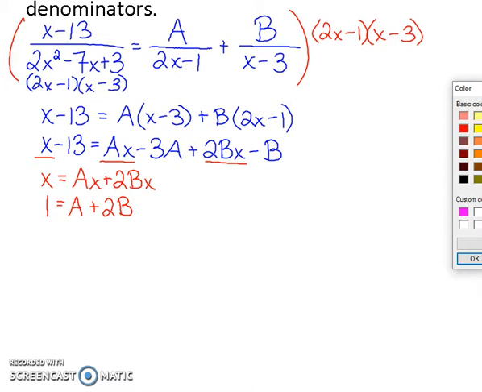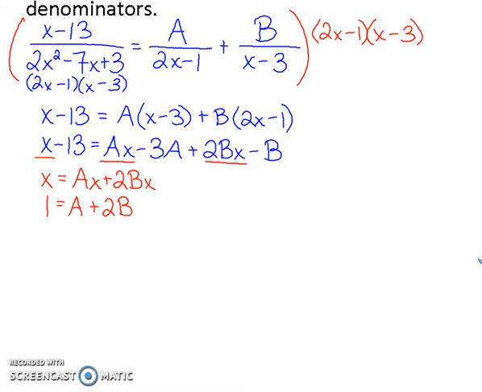We'll do purple. I can do the same thing with the constants. To get a negative 13, I would have a negative 3a and a minus b. So now, between the purple equation and that last red equation, I have a system of equations. I have 1 equals a plus 2b, and I have negative 13 equals negative 3a minus b.